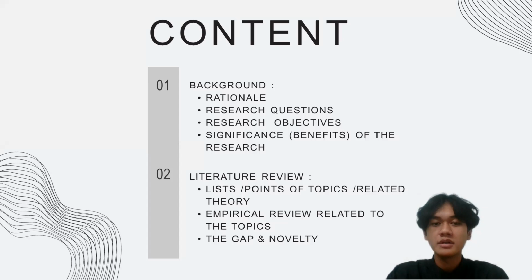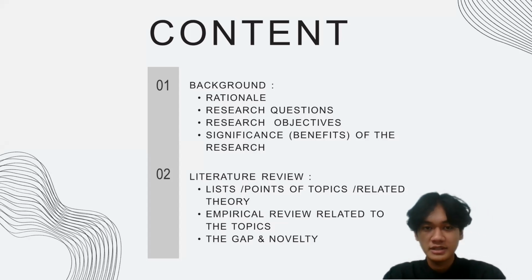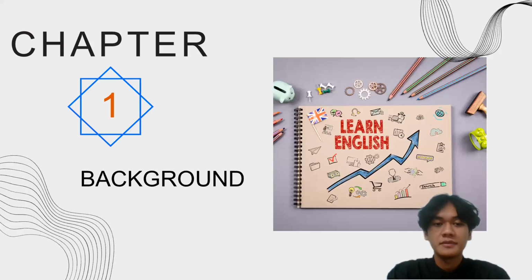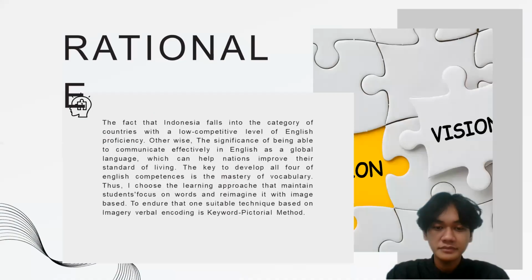So there are two separate chapters in this proposal. The first is the research background with four subchapters, and the second chapter is the literature review, which is compiled with three contents. Let's move on to the first chapter, the research background.